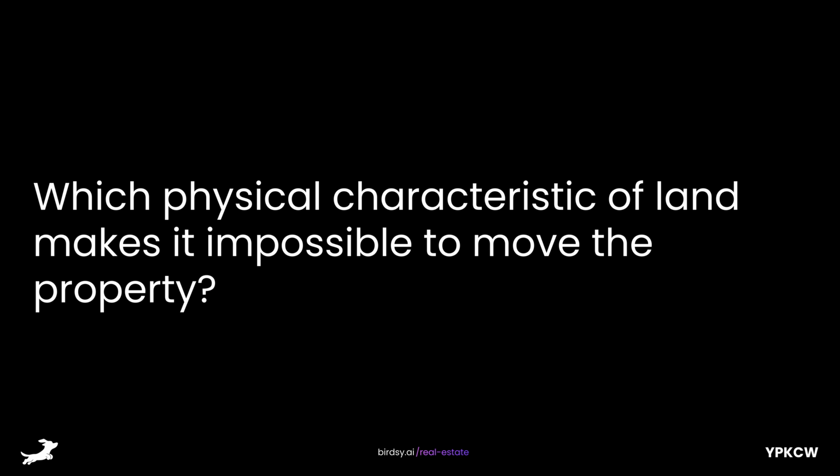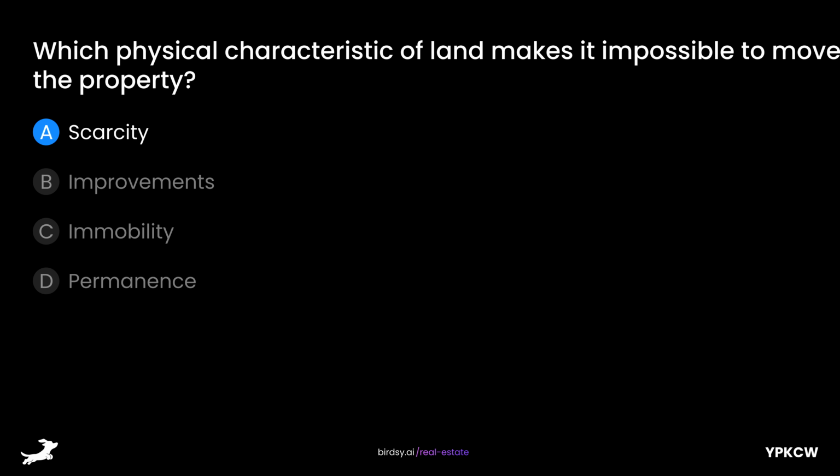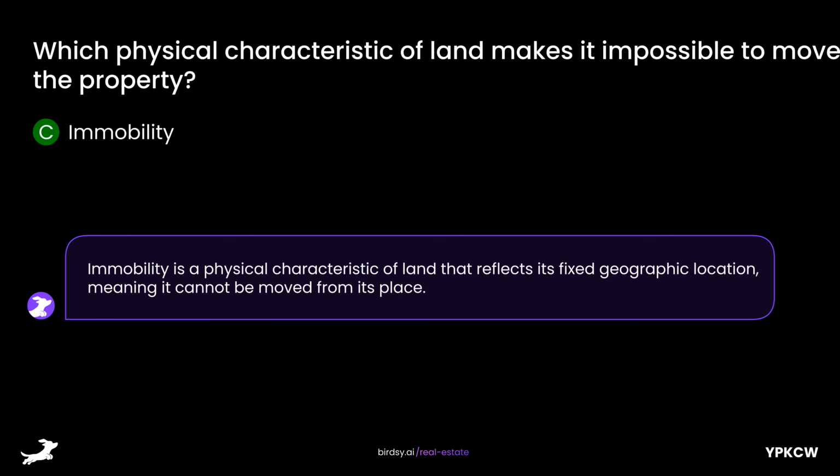Which physical characteristic of land makes it impossible to move the property? Is it A, scarcity, B, improvements, C, immobility, or D, permanence? The answer is C, immobility. Immobility is a physical characteristic of land that reflects its fixed geographic location, meaning it cannot be moved from its place.